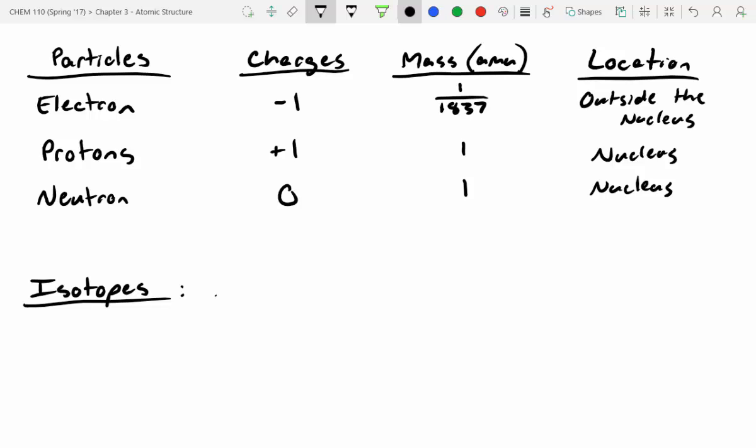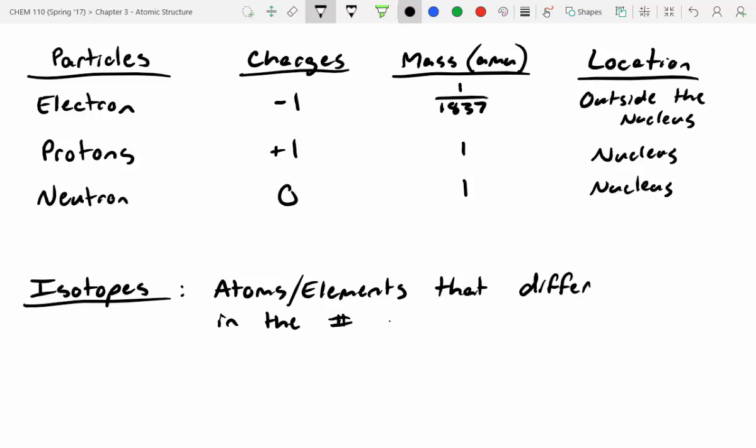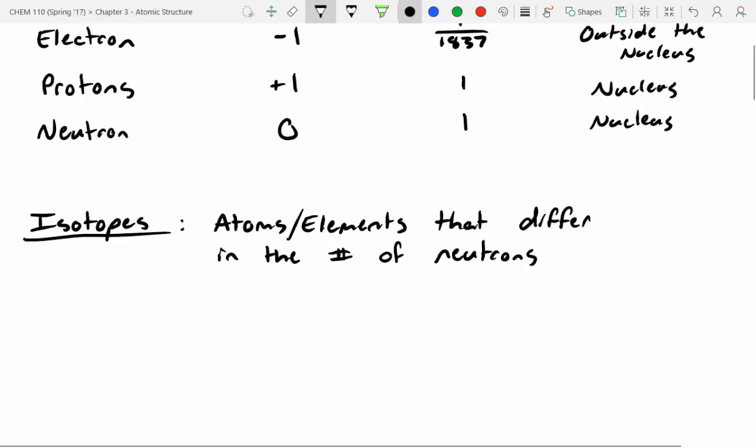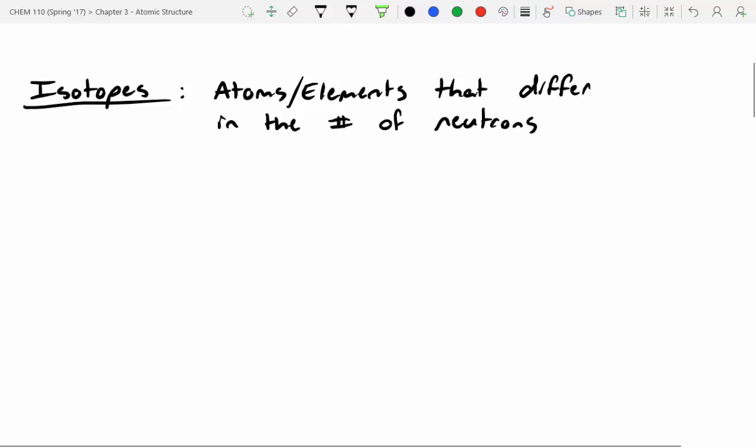So isotopes are atoms or elements that differ in the number of neutrons that they have. We aren't changing the atom or element into a new element, we're just changing the number of neutrons that it has. So let's take a look at some of these examples.